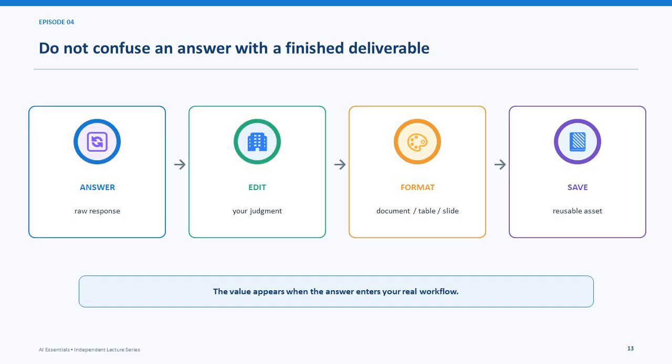Do not confuse an answer with a finished deliverable. ChatGPT may provide raw material, but a person must edit it with judgment, format it for the intended medium, and test whether it works in the real situation. The value appears when the answer enters your workflow. Generation is the beginning of that process, not the final stage.